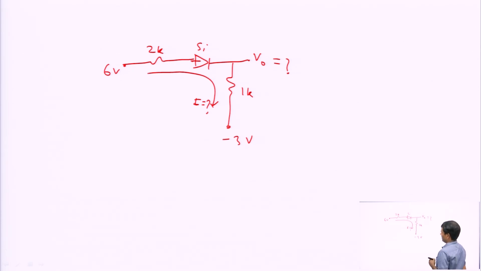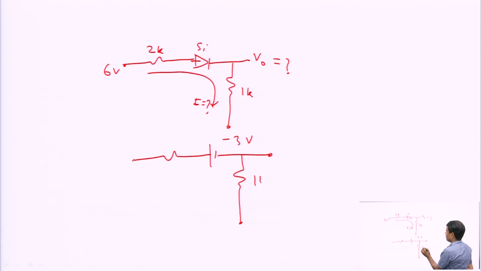Then how will we attempt that? First of all, we have to observe whether the diode is in forward bias or in reverse bias. At the P type it is 6 volt, at the N type it is minus 3 volt. This means the potential difference is 9 volt. So, obviously, the diode is in forward bias. Since the diode is in forward bias and the type of the semiconductor is indicated here, we will replace the diode by a 0.7 volt battery. This is 1 kilo ohm, this is 2 kilo ohm and this is the 0.7 volt battery, and this is 6 volt and this is V naught and this is minus 3 volt.